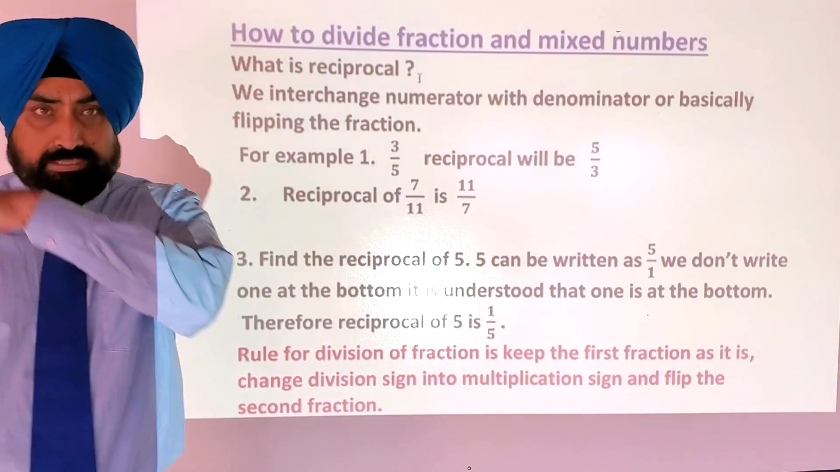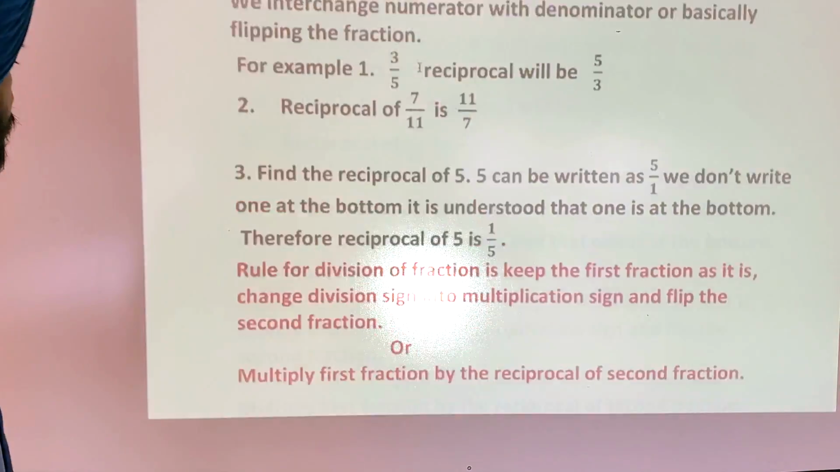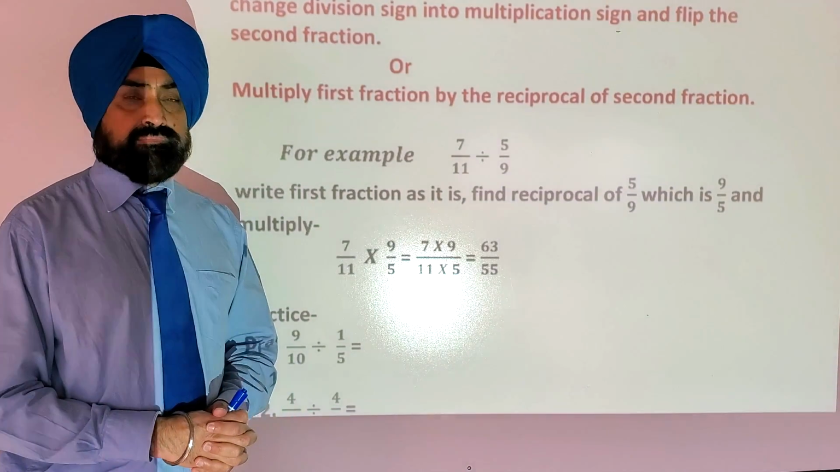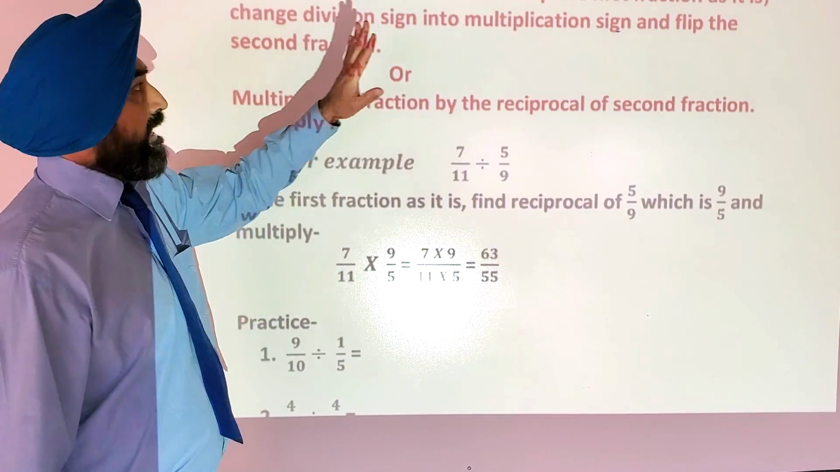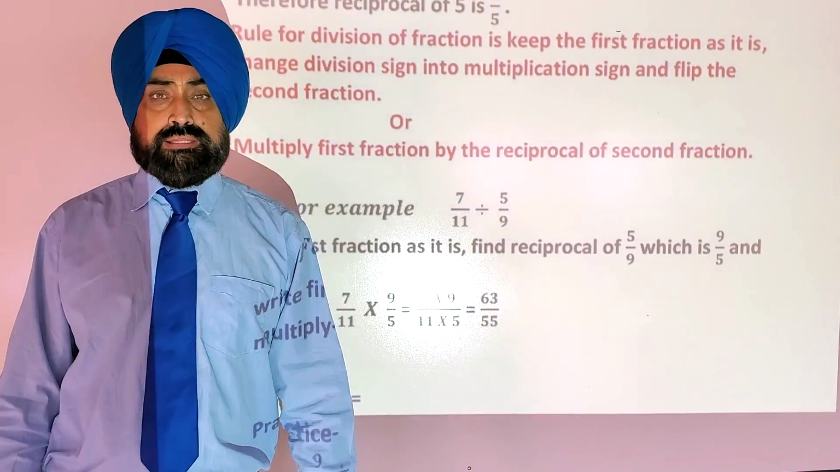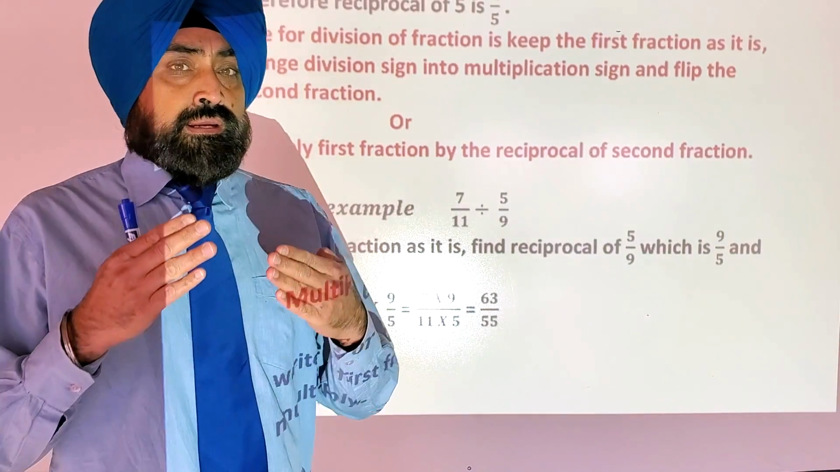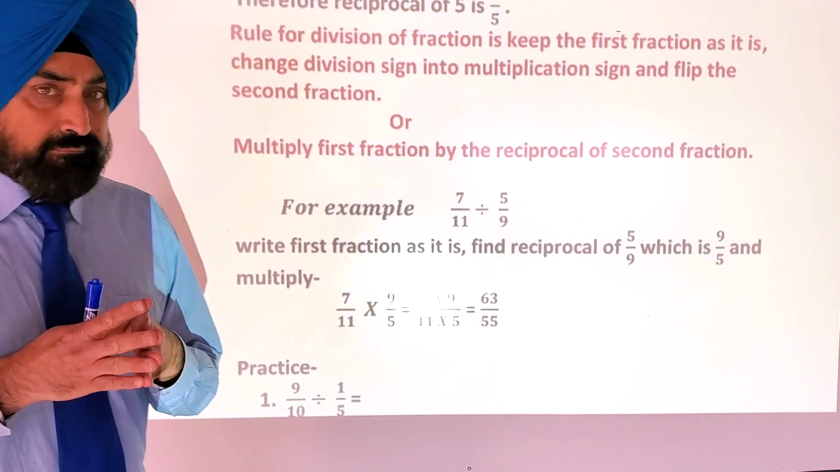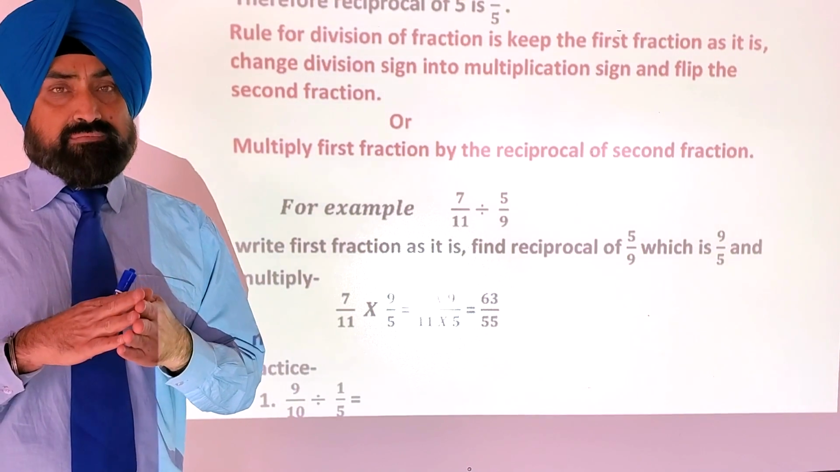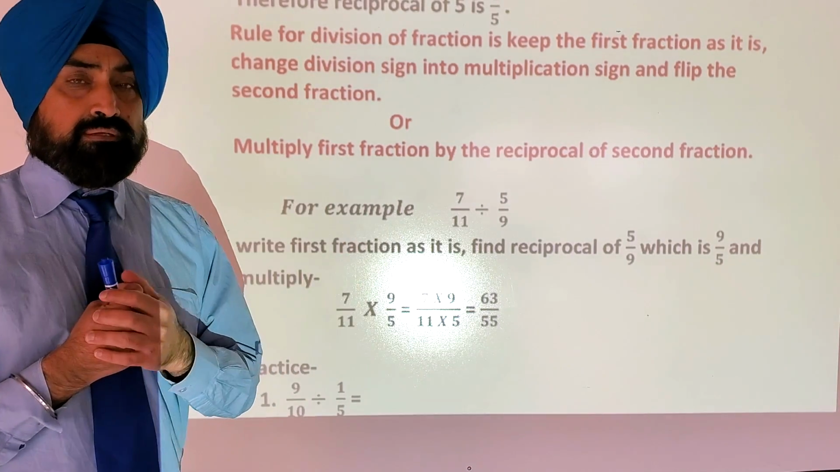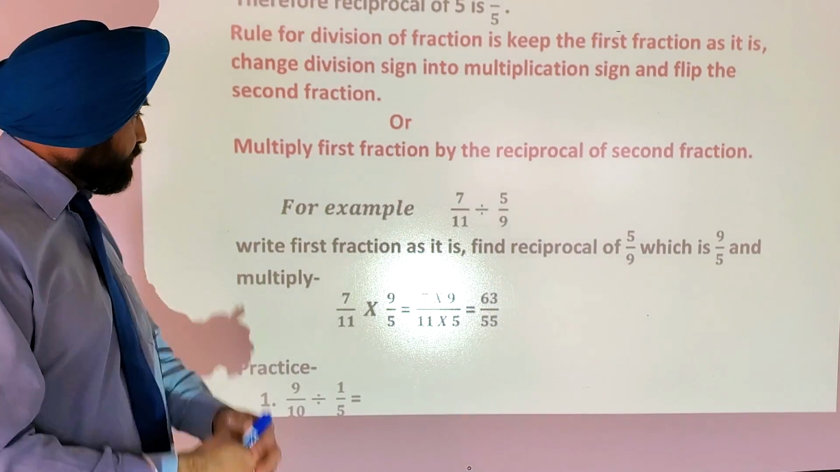Let's see how we divide fractions. The first rule for division of fractions is to keep the first fraction as it is. We don't do anything with the first fraction in the beginning. Then, instead of the division sign, we put a multiplication sign, and then flip the second fraction. I'll explain, and you will learn how to do it.